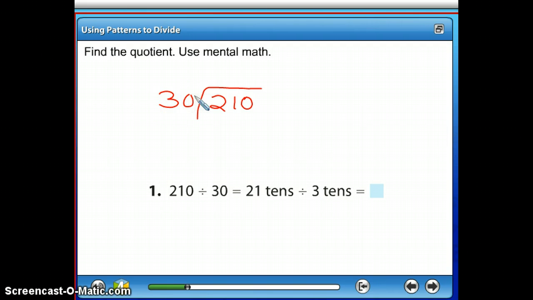So this problem says 210 divided by 30. We can pretend that those zeros aren't there to help us out at first, and we can look at 21 divided by 3. How many times does 3 go into 21? What times 3 would equal 21? 7.